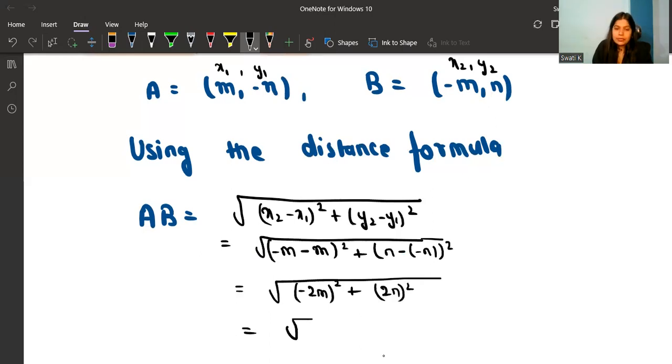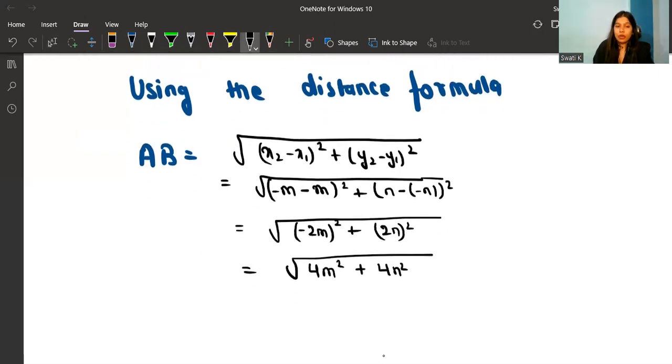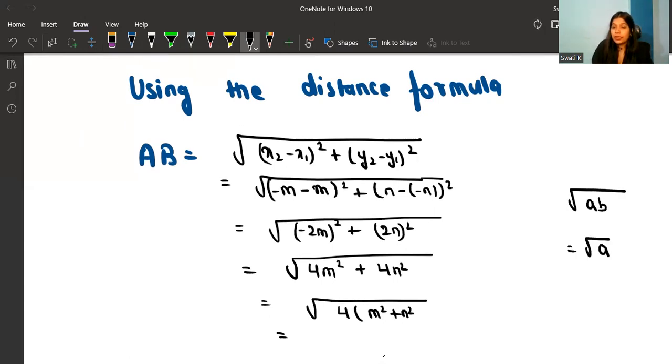Now, if you simplify this, minus square will become plus, of course, because you know that minus into minus is plus. So 2 square will be 4, m square will be m square only. Here again, 2 square is 4, n square is n square. Now here I can take 4 common. So this will become root over 4, in bracket we have m square plus n square. Now there is one property of a root, that if you have root over a into b, that can be written as root a into root b. You can separate the root. So here I am separating the root 4 into root m square plus n square.